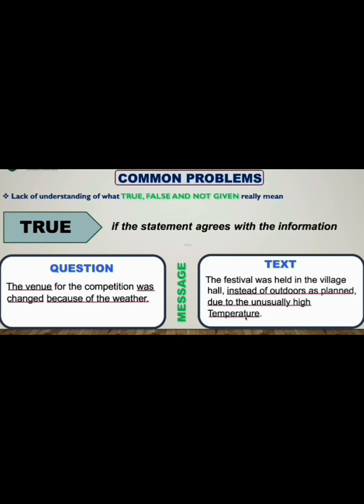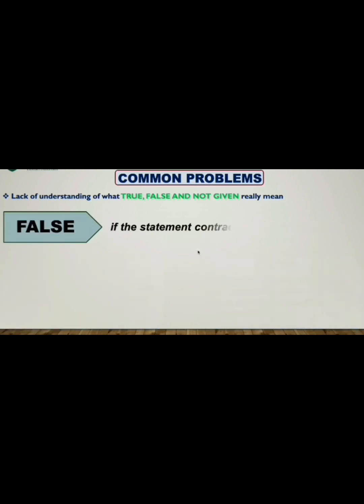So definitely this answer is true. So the true aspect is not really a problem so much. Let's go on to look at the false aspect of the question type. It says you should pick false if the statement contradicts the information, and we have the anchor here as contradicts.